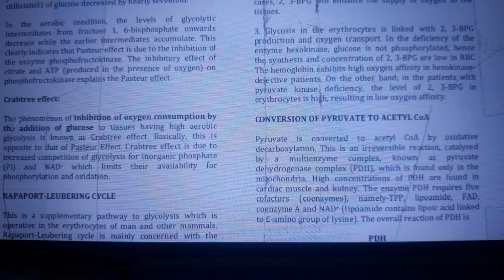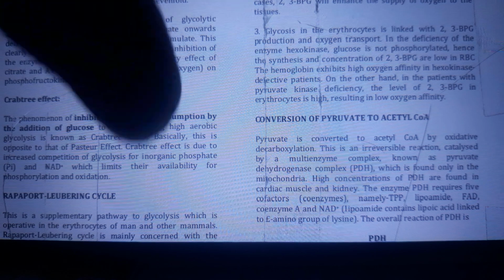In the deficiency of the enzyme hexokinase, glucose is not phosphorylated. Hence, the synthesis and concentration of 2,3-BPG are low in RBC. The hemoglobin exhibits high oxygen affinity in hexokinase defective patients. On the other hand, in patients with pyruvate kinase deficiency, the level of 2,3-BPG in erythrocytes is high, resulting in low oxygen affinity.